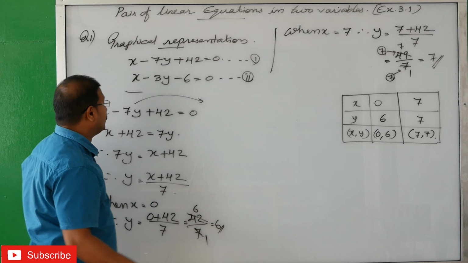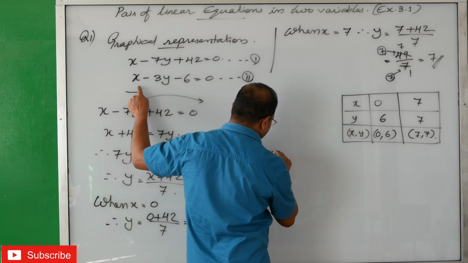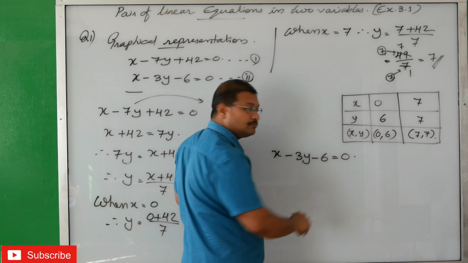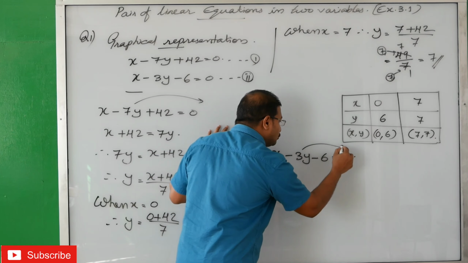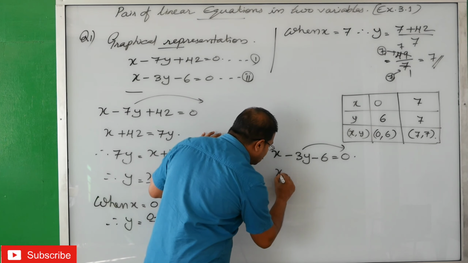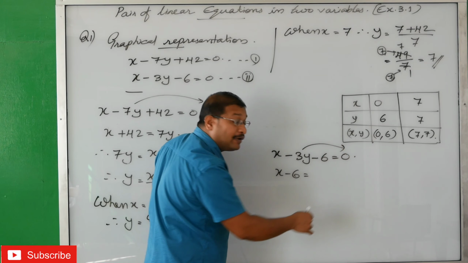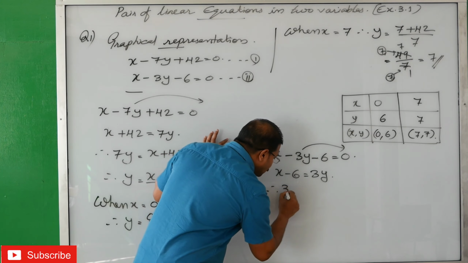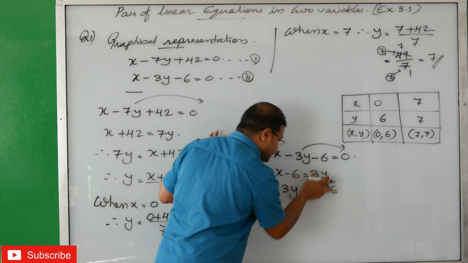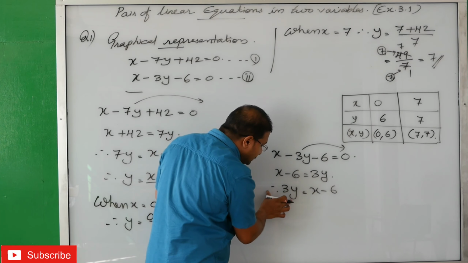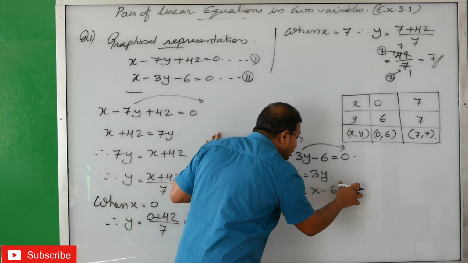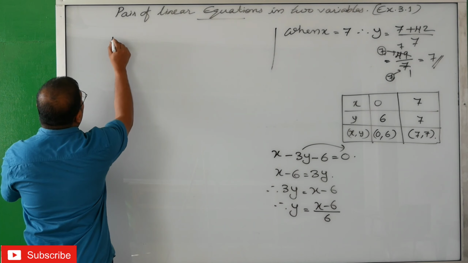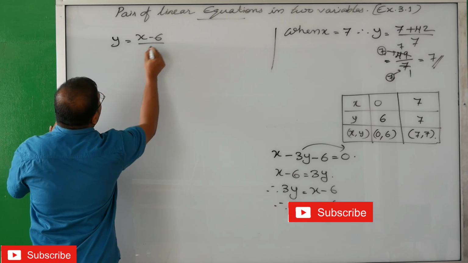Ready? Now let us see the next equation. What is the second equation? x minus 3y minus 6 equal to 0. Ready? Same style. Minus 3y will carry to the other side. That means x minus 6 equals minus 3y goes to the other side, plus 3y. Therefore 3y equals x minus 6. Ready? The left hand side I am bringing to the right side and the right hand side will carry to the left side. Then the sign will not change. Now therefore y equals x minus 6 by 3, isn't it?